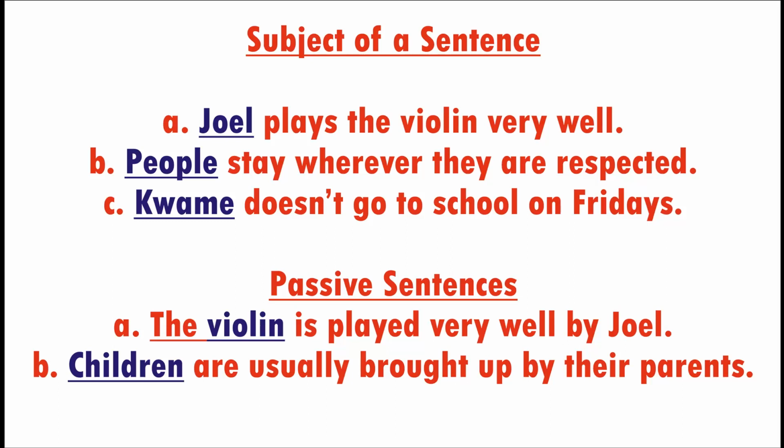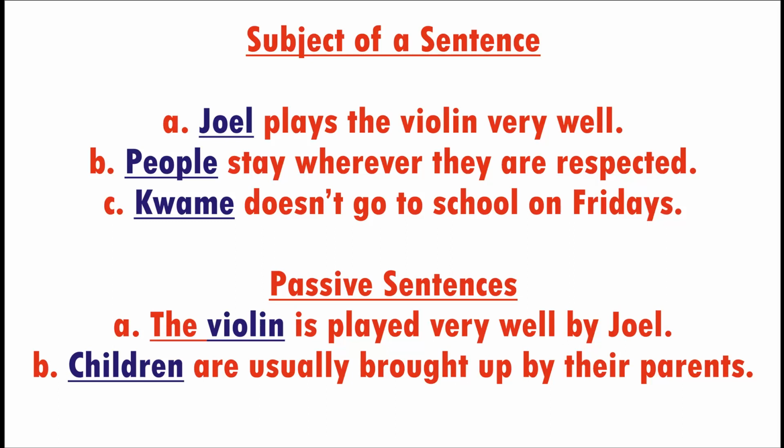Now, let's see these examples. Example A, Joel plays the violin very well. In this sentence, you would realize that the whole sentence is all about Joel. Joel is the subject. Joel is the main character in the sentence. So we say Joel is the subject of the sentence.